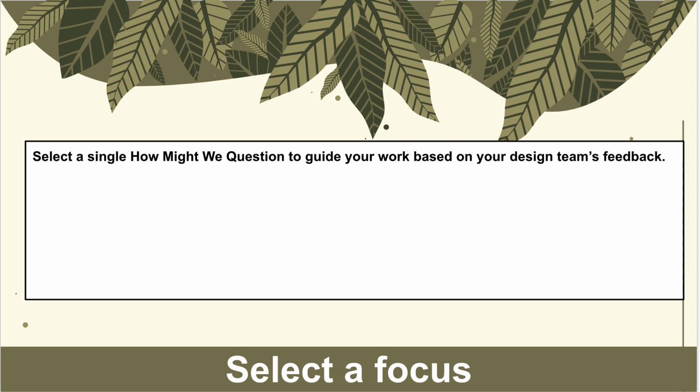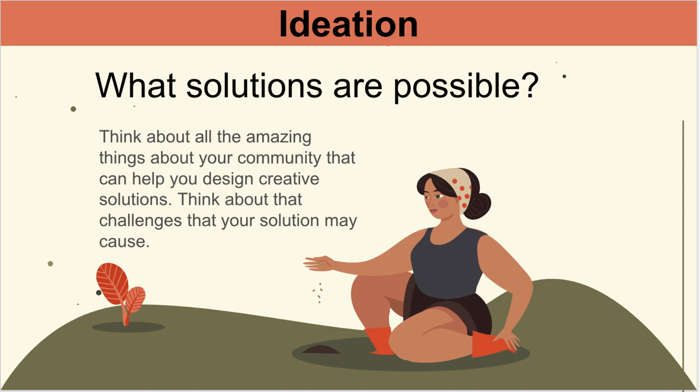There are some times for the presenter to pick a single how might we question to guide their work based on the design team's feedback. And then we move into the next section. This is the ideation phase. This is where you're thinking about what solutions are possible.